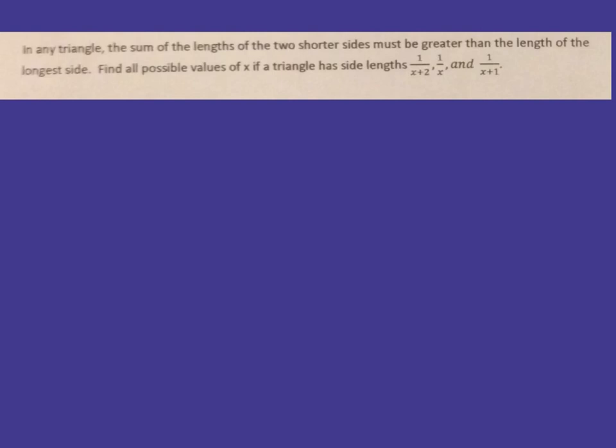So this is true that in any triangle, the sum of the lengths of the two shorter sides has to be greater than the length of the longest side. So one thing that we need to do is figure out which one of these would be the longest side. Out of those, 1 over x would have to be the biggest one, because x plus 1 and x plus 2 are actually bigger than x, so you're dividing by a bigger number, which is going to make the fraction smaller.